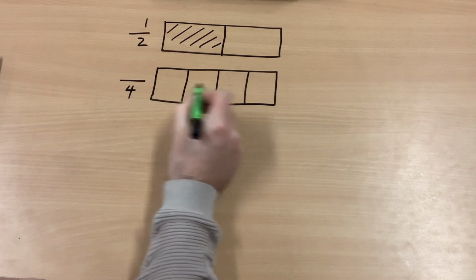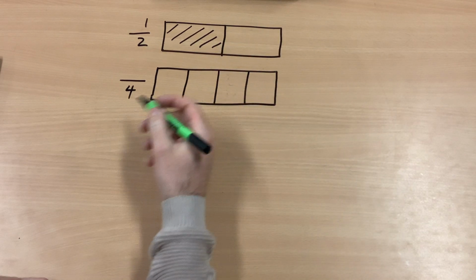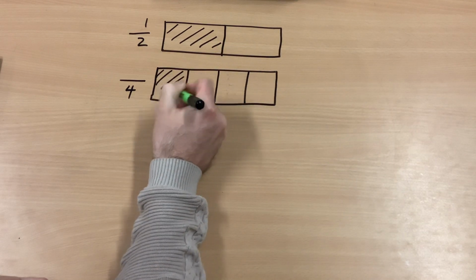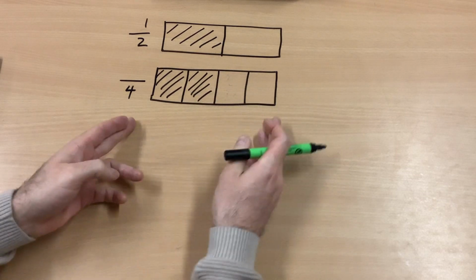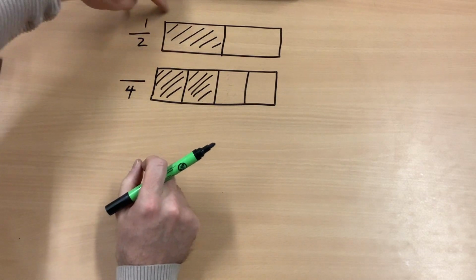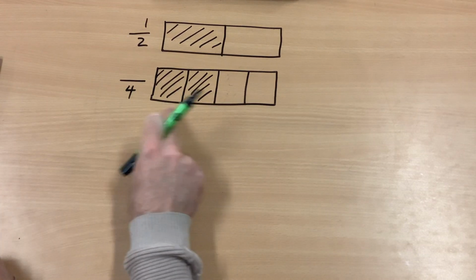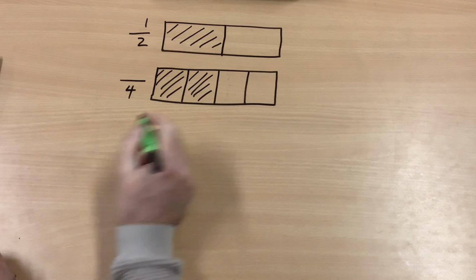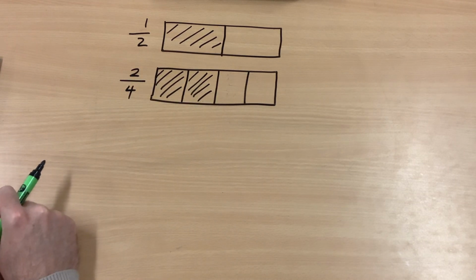Now I can shade the bottom one, so the same amount overall is shaded. And I can do that by shading these two. And we can see, just by looking at it, that this piece here is the same as these two pieces here. They're chopped up differently, but it's the same amount. The amount in this fraction here is 2.